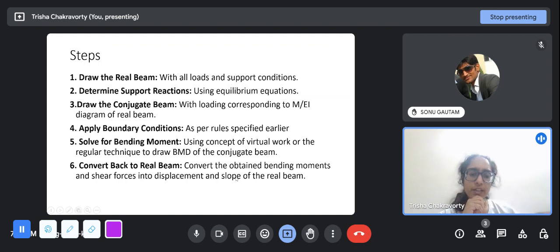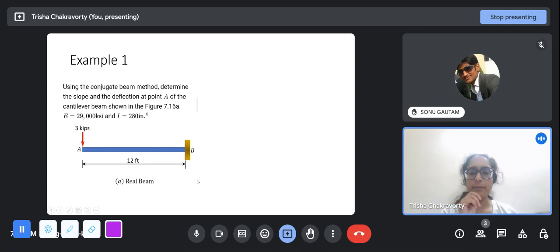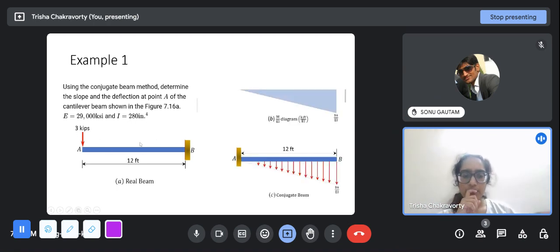We convert the obtained bending moments and shear forces into displacement and slope of the real beam. This is the example that I showed before. So we know how to convert this into a conjugate beam. The length remains the same. The loading is as per the M by EI diagram, and the support reactions: the free becomes the fixed and the fixed becomes free. So now we are asked to find the slope and deflection at the free end, at this tip, at this A of the cantilever beam.